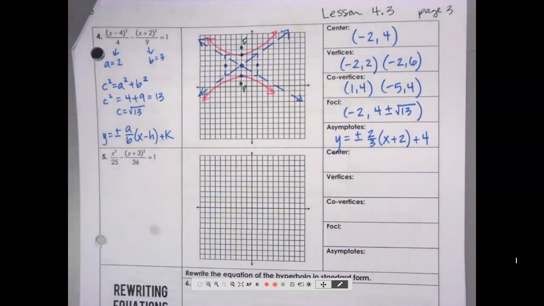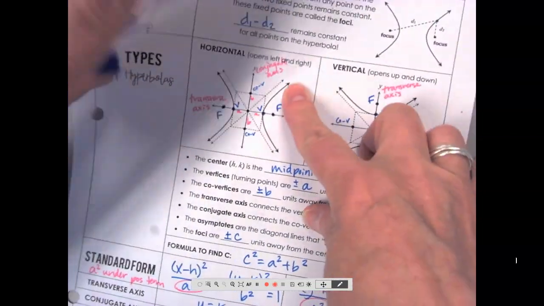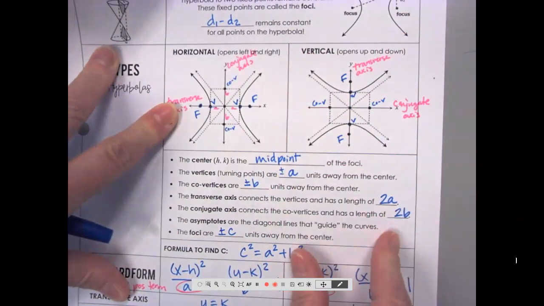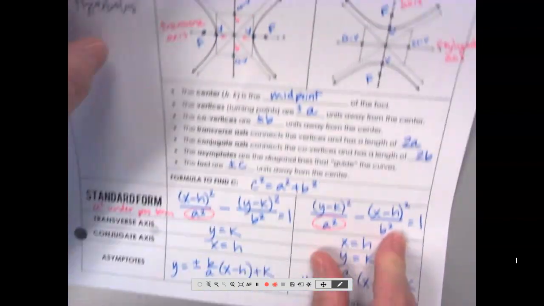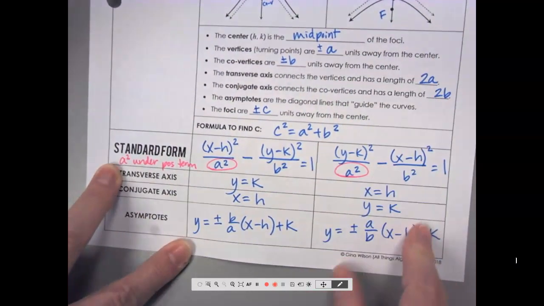Okay, how are we doing? Depending on whether it is vertical or horizontal. So this one is vertical because y is positive. So with the vertical, look down from here, there is your formula under the vertical one.